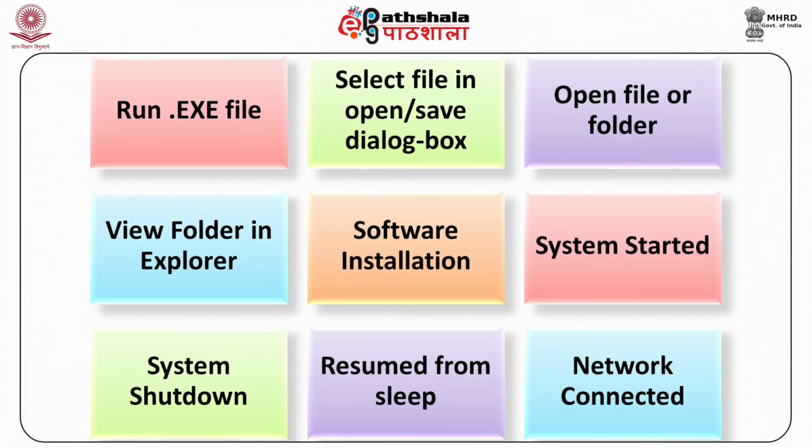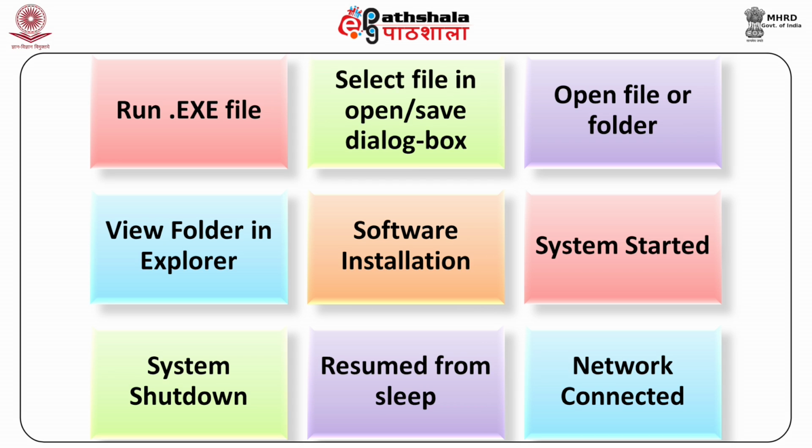The following actions and events are currently supported by Last Activity View. Run .exe file. An .exe file is run directly by the user or by another software or service running in the background. Next is select file. In open or save dialog box, the user can select a specified file name from the standard save or open dialog box of Windows.